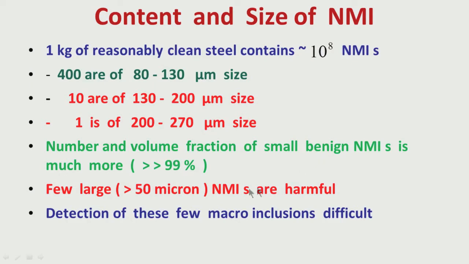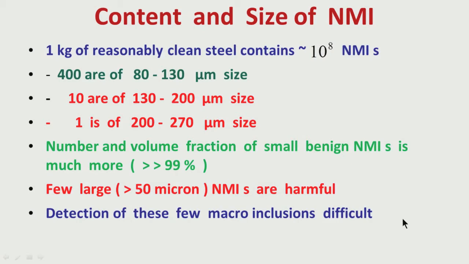What we have to bother about is a few large NMIs which are really harmful from the quality point of view. By large, I am again repeating, we mean more than 50 micron size. That means inclusions which are larger than 50 micron are really harmful and we have to be very careful about those. But incidentally, I must mention that detection of these very few macro inclusions in steel is really difficult.